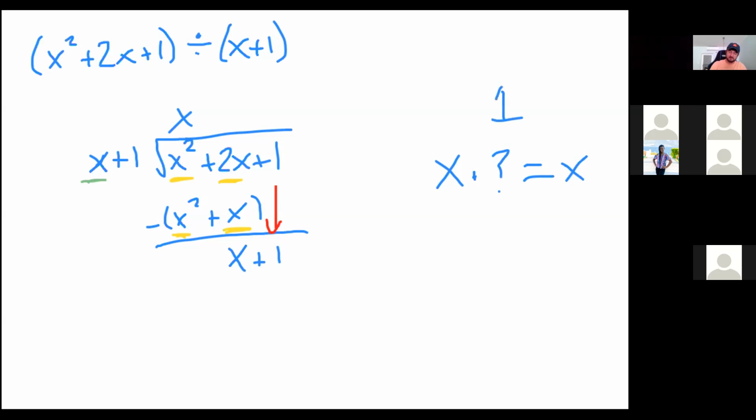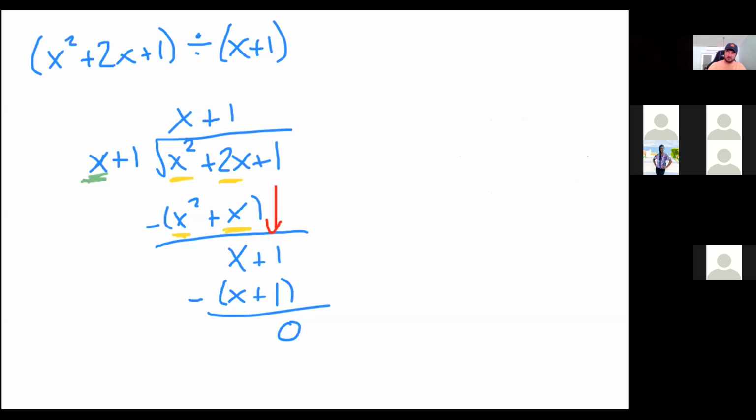So I want to multiply this term, x, by 1. So I'm going to need to multiply by 1. So that goes up in that top. That's what I'm multiplying by. Then I'm going to subtract a 1 times x plus 1, which is just x plus 1. I subtract those two things, I'm left with a 0.